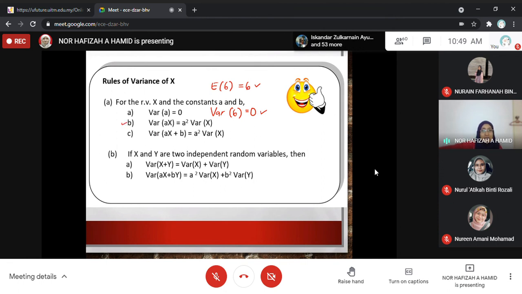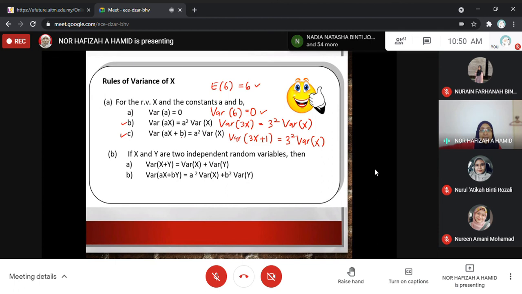Lepas tu untuk second formula, untuk variance AX. Variance AX can be example, contoh variance 3X. So variance 3X, kalau you pakai rules dia also equal to 3 square. So you kena squarekan 3 tu, baru you multiply with the variance. Okay. Next, formula number 3, you have example variance 3X plus 1. Okay, dia also equal to 3 power 2 variance X.